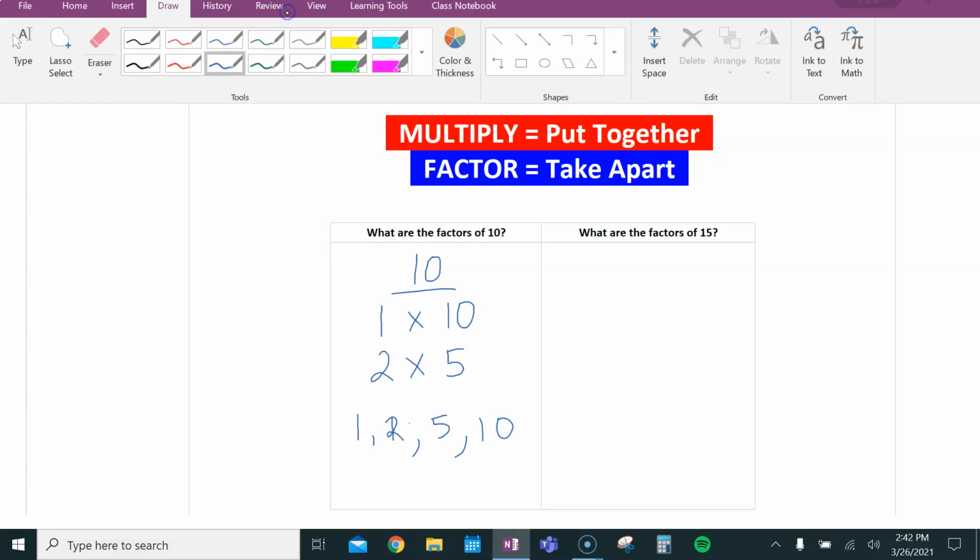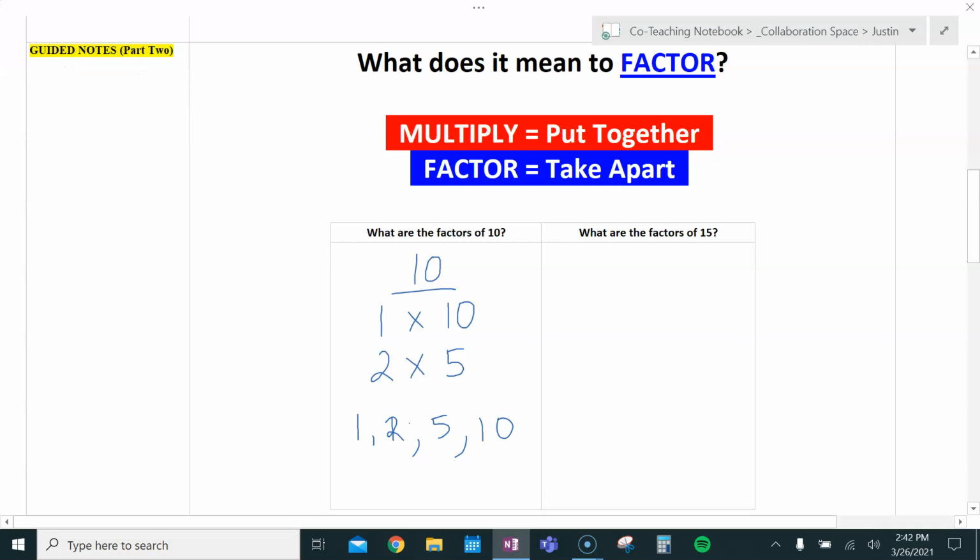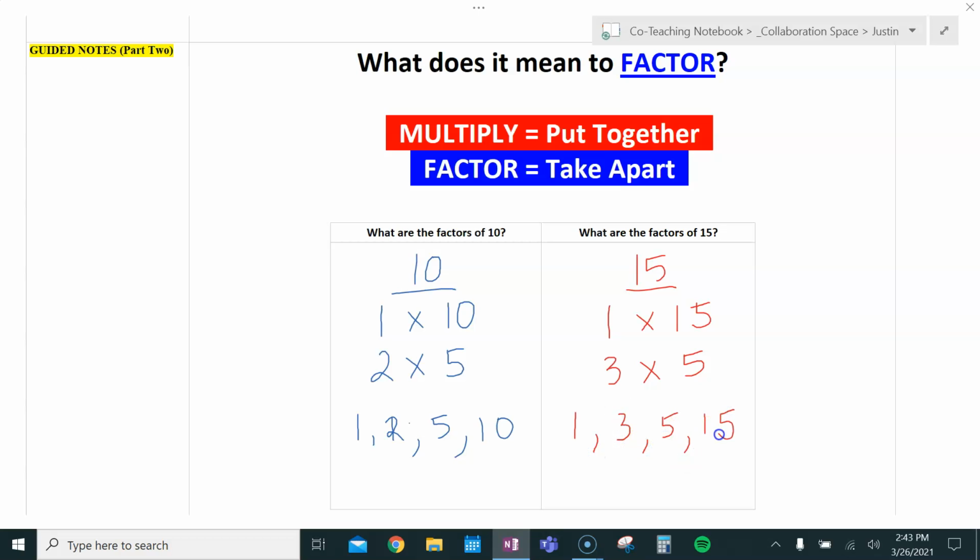Now, what are our factors of 15? Let me do that in red. So 15 is the number. So we want two numbers that we can multiply together to get 15. That's always going to be the 1 and the number itself. And we can also multiply 3 times 5, which will also give us 15. So our factors of 15 would be 1, 3, 5, and 15.